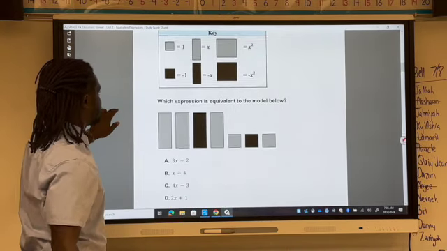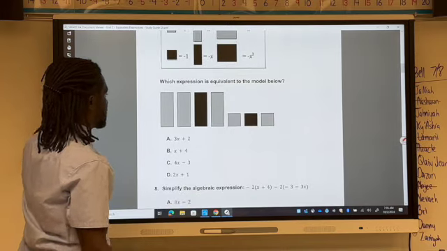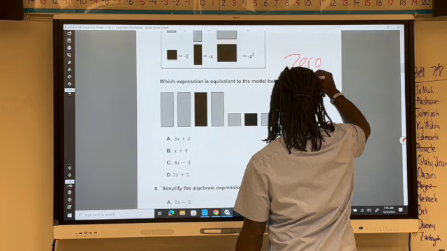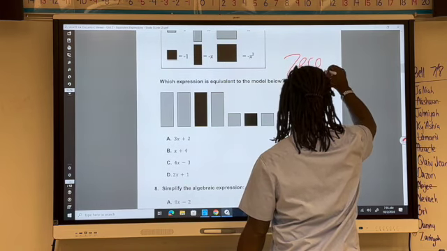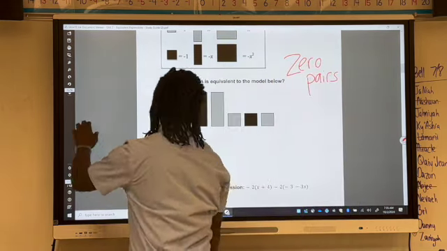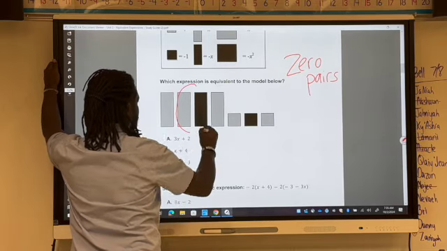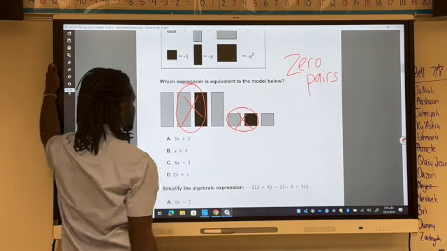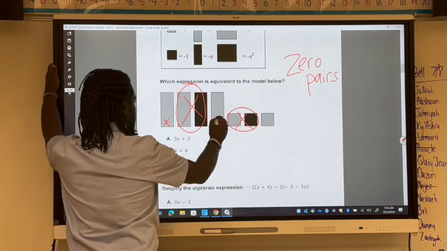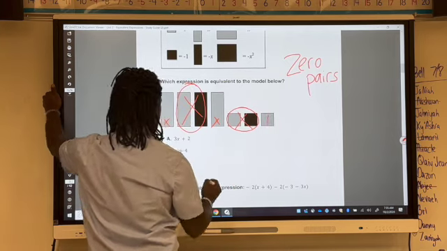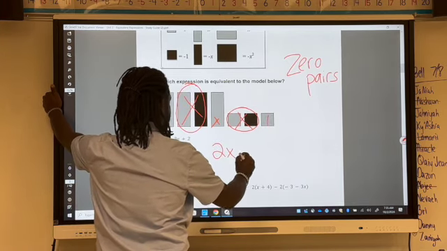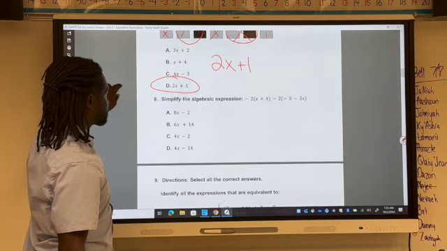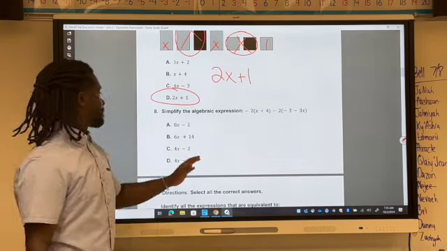Okay, again, another modeling question. And hopefully by now you got it. When you are simplifying, we are looking for 0 pairs, and then we're just going to write the expression based on what's left over. So this is a 0 pair, this is a 0 pair. And then I'm left with a positive x, and then a positive 1. So that is 2 positive x's plus 1, and my answer is D there. All right, next one.